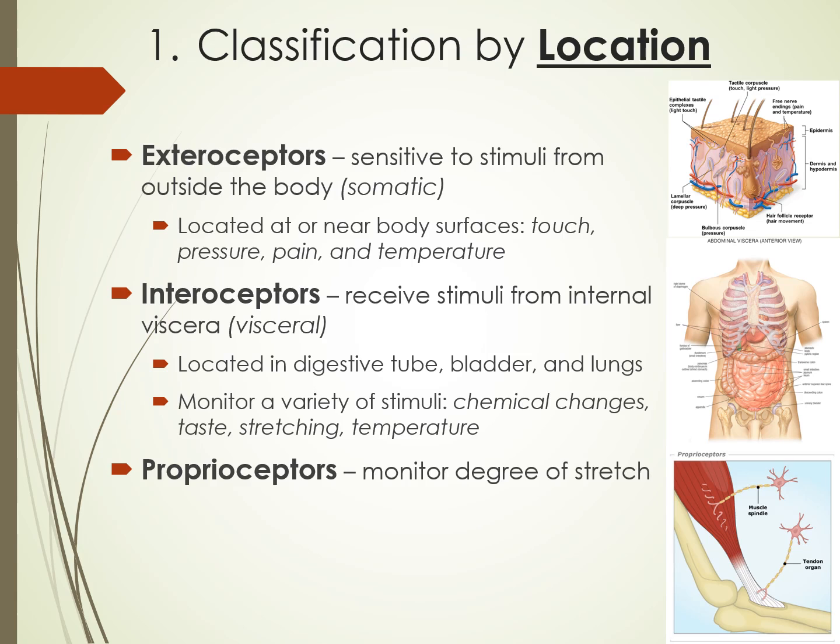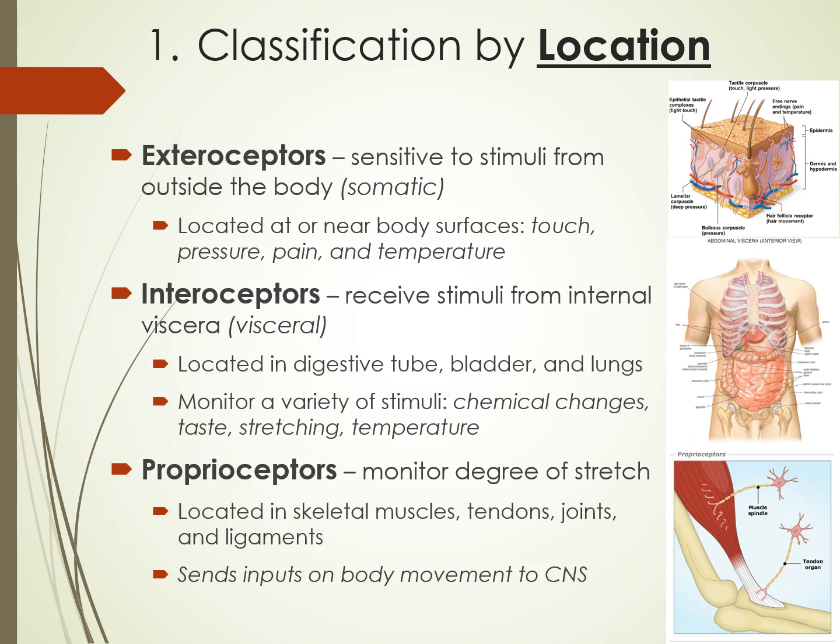And then last but not least, we have proprioceptors, and these are very specific to the musculoskeletal system. They are located in the muscles, tendons, joints, and ligaments, and they monitor stretch and essentially tell you about body movement. Where is your body in space? How much is that tendon or muscle stretching? So you know exactly what your limbs and body are doing, okay?